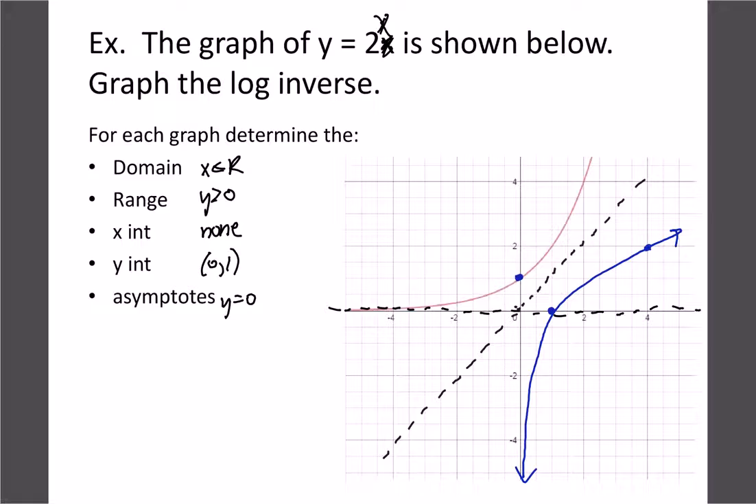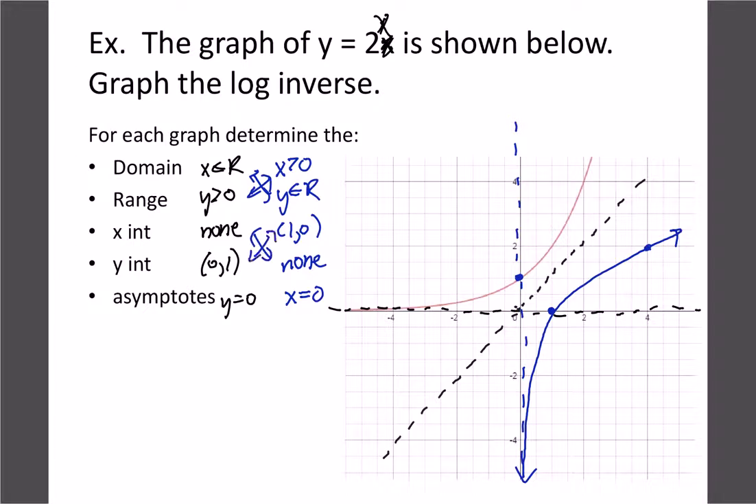In this case, if we go through domain and range, our domain now is any number greater than 0. Our y is any real number. Our x-intercept now is at (1, 0). We have no y-intercepts. And our asymptote would be the line x equals 0, so we get a vertical asymptote. So you can see, because they're inverses, all of these things just trade. Our domain and range just flip-flop, our x-intercepts and y-intercepts flip-flop, and our asymptote goes from y equals 0 to x equals 0.